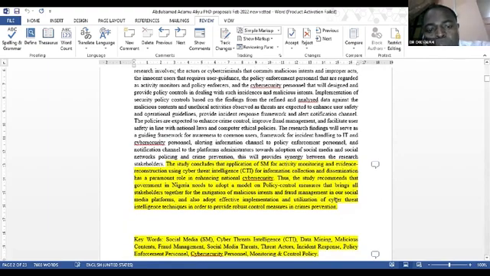Now look at the ones I marked in yellow. It said, the study concludes. How can you conclude a result when it's a proposal? What is a conclusion doing in the abstract of a proposal? It does not make any sense at all. So you need to wipe off all of those in yellow. He said the study concludes that application of SM for activity.